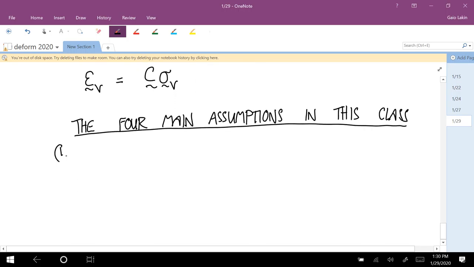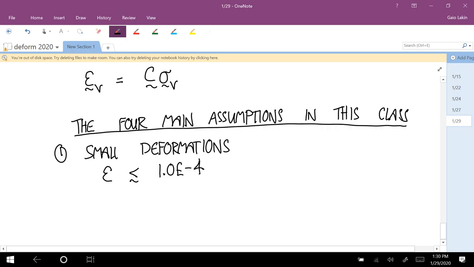The first one is small deformations. None of what we're doing applies to big deformations. And so you can think of strain values as less than about 1 times 10 to the minus 4. And that comes up in a lot of ways, actually. That can mess things up in a bunch of ways. One of the ways it can mess things up is it messes up the second. So these two are somewhat related.